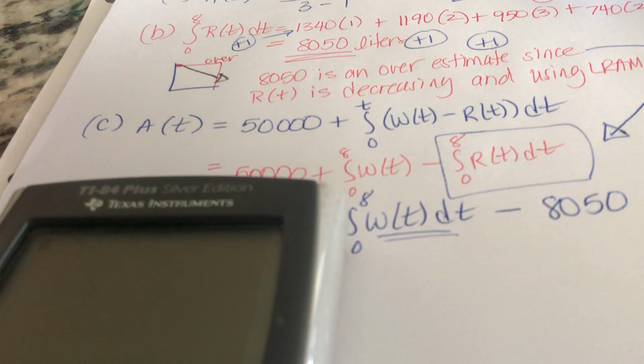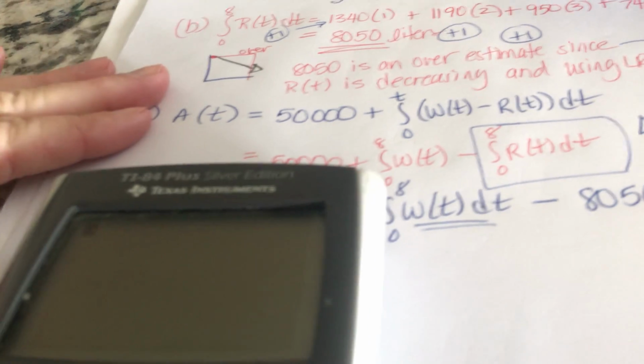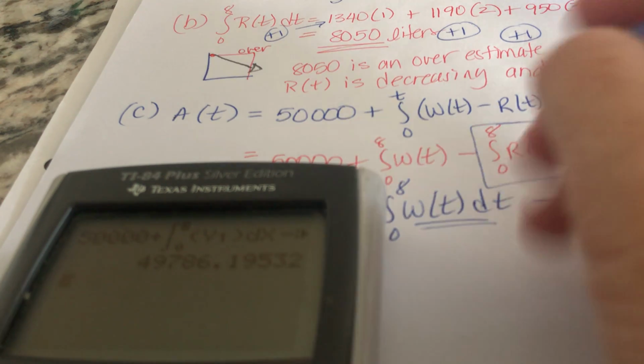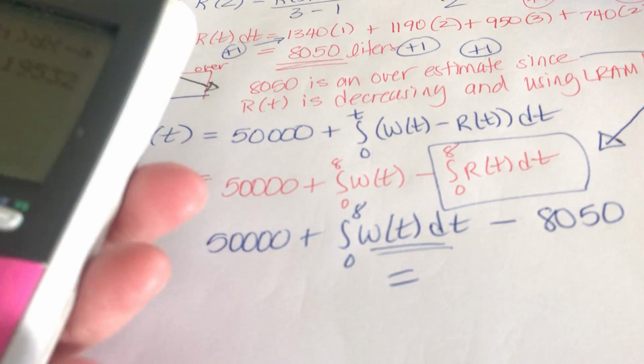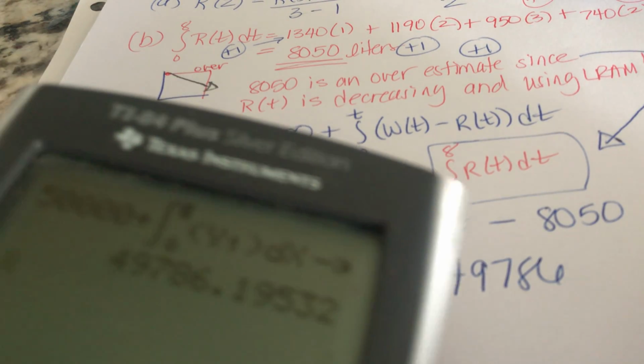I'm going to clear my calculator. Remember, I already put in W of t in my calculator. It is Y1. So I'm going to start with 50,000 plus math 9, integral from 0 to 8 of alpha trace Y1 dx, right? And then minus 8050, enter. And we get the answer 49786. It said to go to the nearest liter, so that's what I just did.